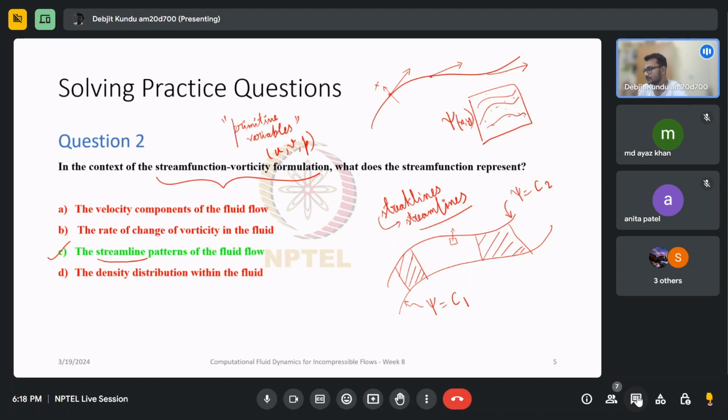Okay, so that was all about streamlines. I've been ranting on for a while now. If you have any questions, please don't hesitate to ask. Any questions on this?